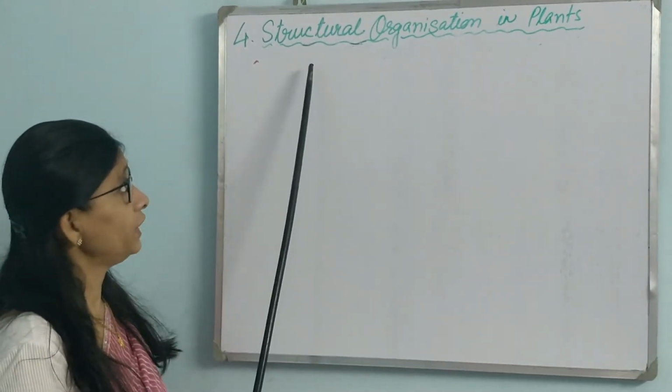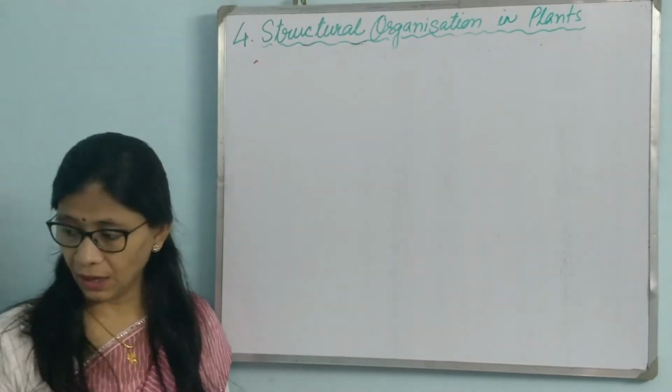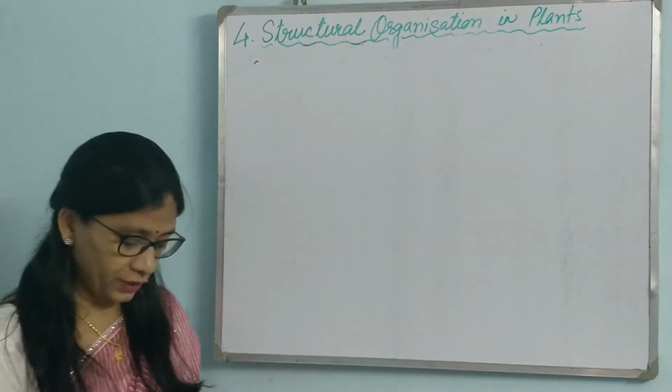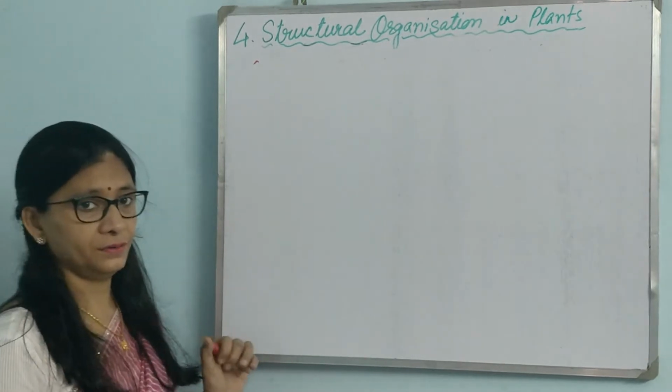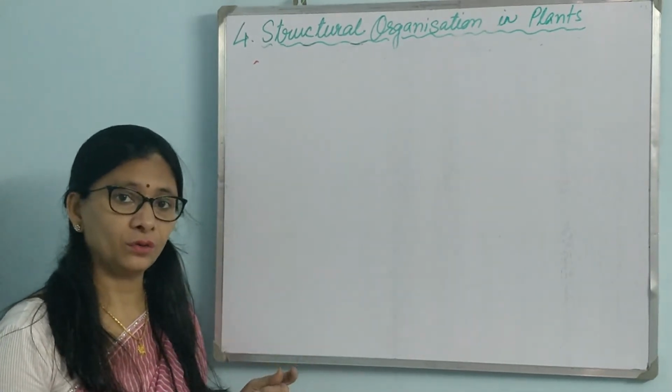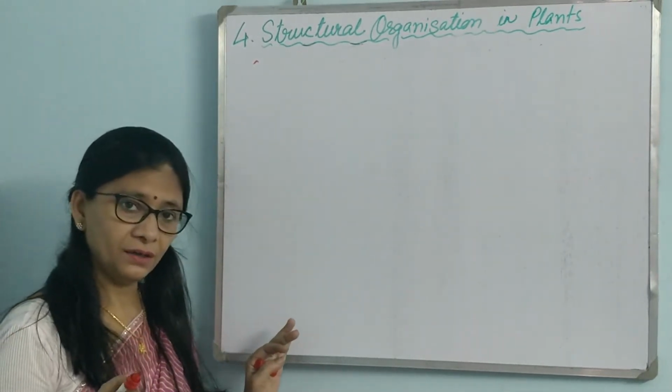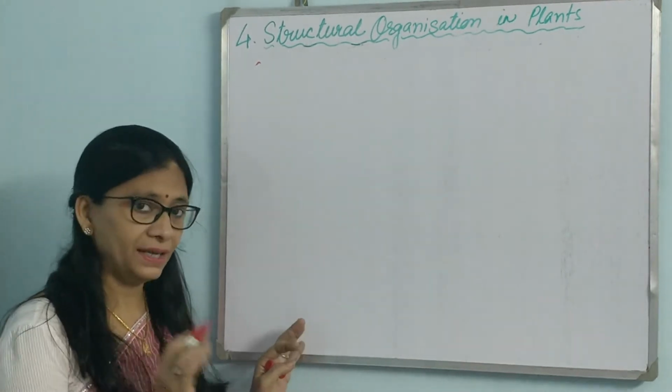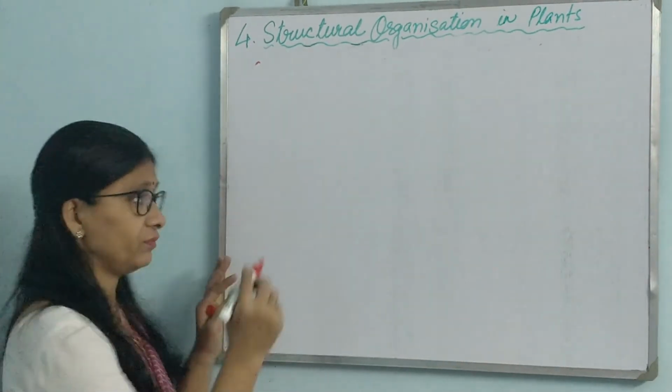We are currently doing structural organization in plants, that is chapter 4, and in this we are discussing the modification of stem. We have already done underground modification of stem, and here we shall see subaerial modification of stem.